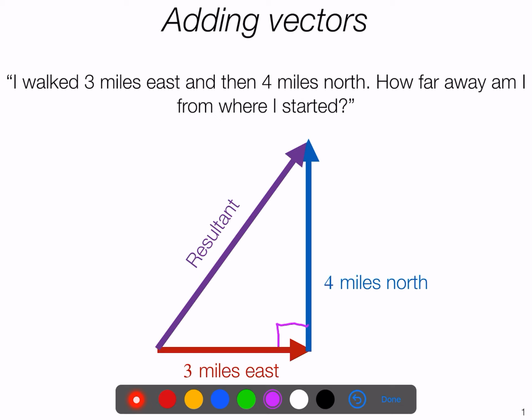I can use the Pythagorean theorem to figure out the length of that purple vector. Right, that length is going to be the square root of 3 squared plus 4 squared. Right, and this ends up being 5. Okay, so the length of this vector is 5. I'm 5 miles away from where I started. So that's just our first quick example of adding vectors. Let's do this in a few more cases.